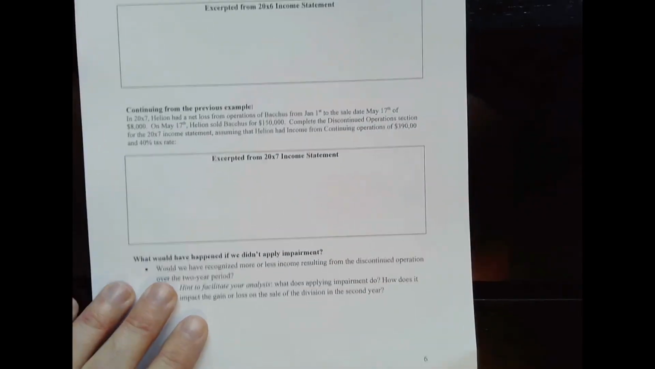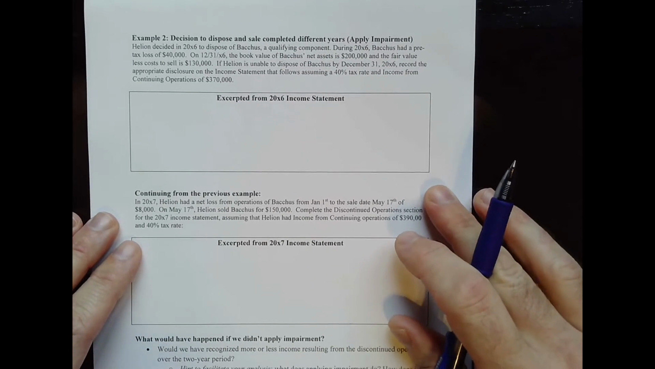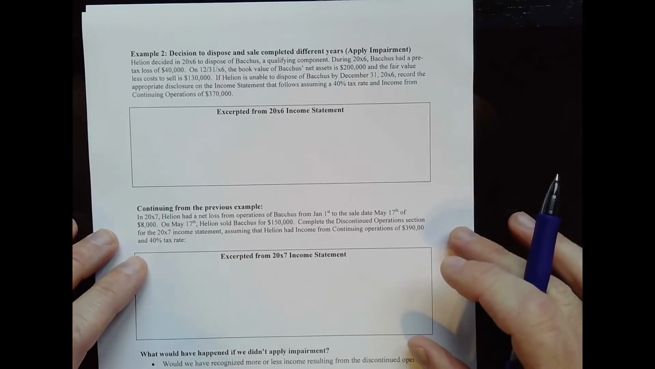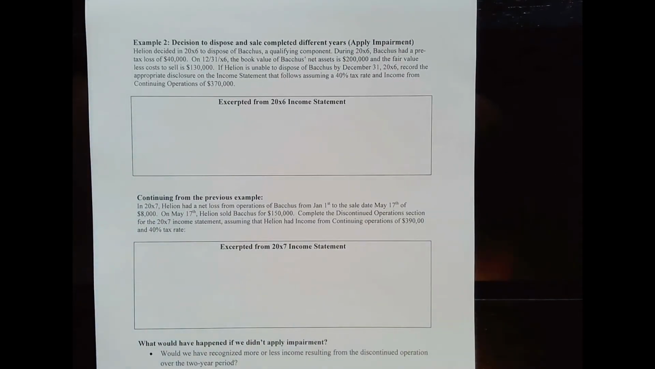So let's look at another example where we're completing the decision to dispose and the sale in different years. We have a different company here. We have Hillian, which decided in 20X6 to dispose of Bacchus. That was a qualifying component. It was not only separable, but also was a strategic shift. During 20X6, Bacchus had a pre-tax loss of $40,000. On 12/31/X6, the book value of the net assets was $200,000. The fair value less cost to sell is $130,000.